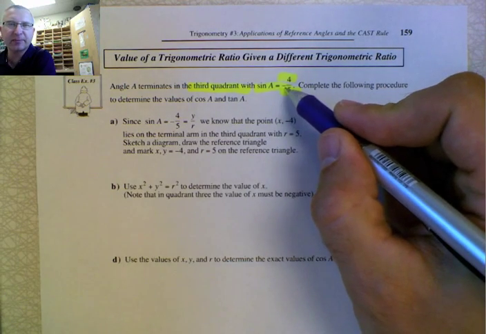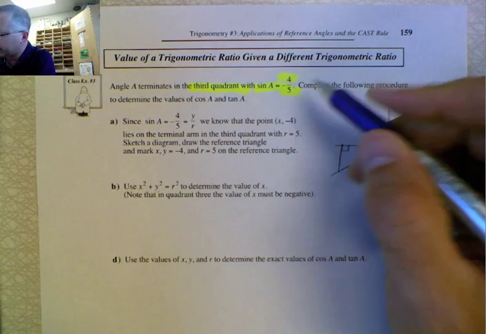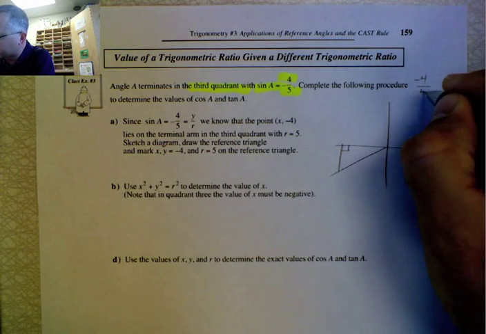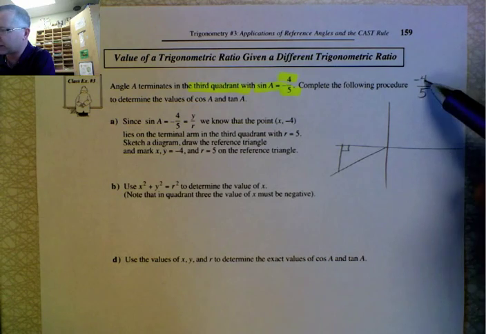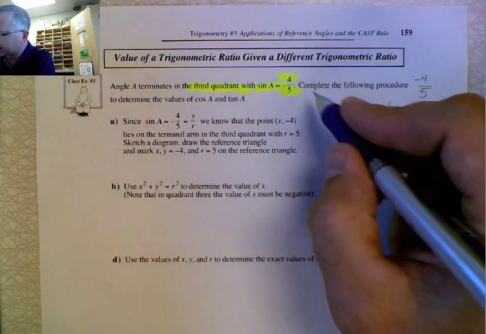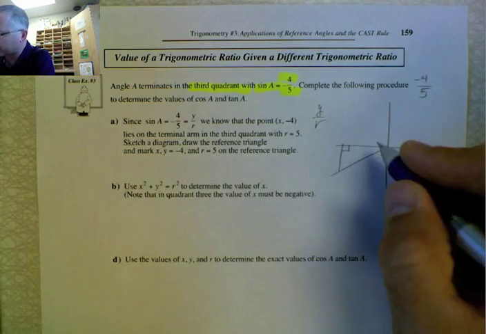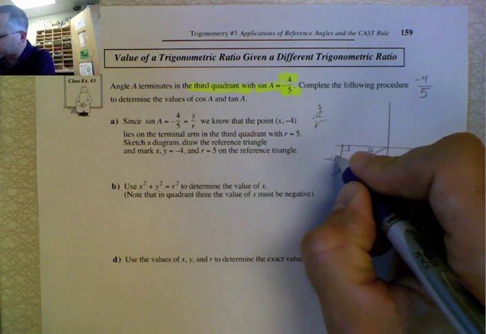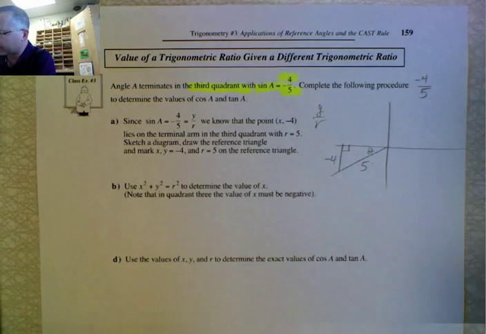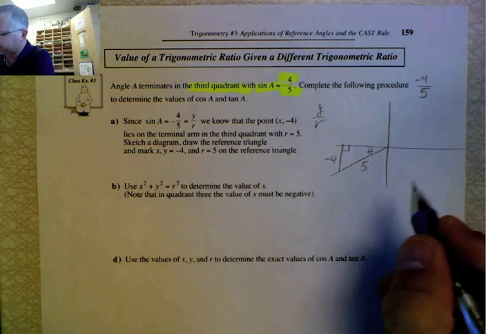Now they put this negative in the middle. I usually like to write the negative in the numerator. Always keep it in the numerator. Now, sine is y over r. So the y value is negative 4 and the r value is 5.